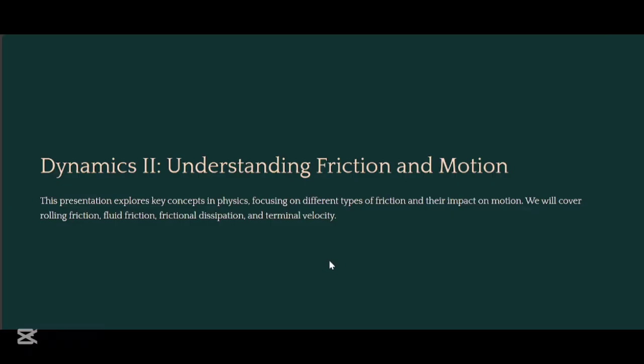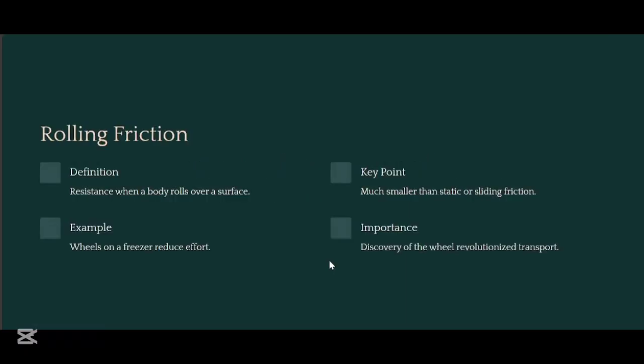We're gonna be focusing on different types of friction and their impact on motion. We covered sliding friction in the previous topic, but we will cover rolling friction, fluid friction, frictional dissipation and terminal velocity in this topic.